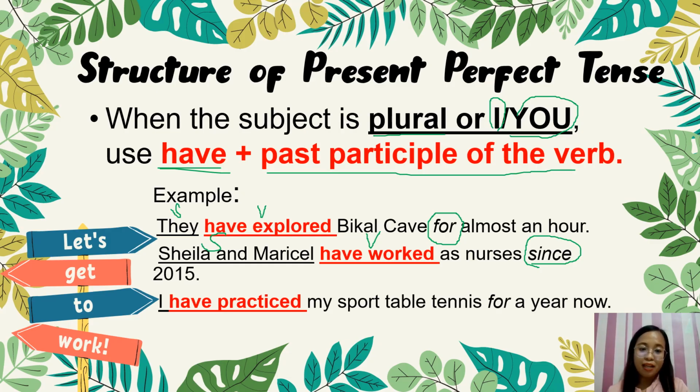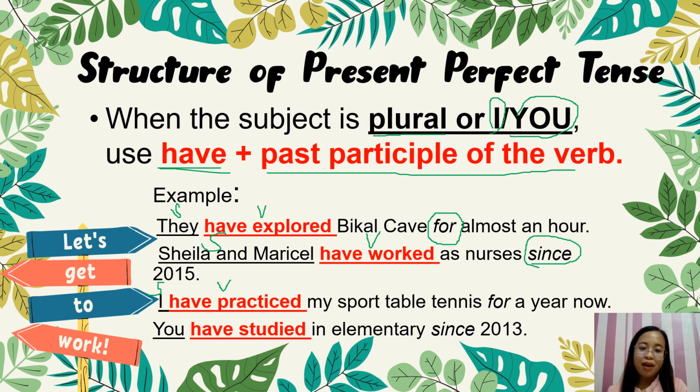Ayan. So, subject, I. Diba? Sabi ko, pag gamit tayo ng I na subject o kaya you, ganun din. Have plus the past participle of the verb. So, yung have practiced naman, yan naman yung verb ng sentence. Ano po? Okay, great. Now, let's move on to the next one.